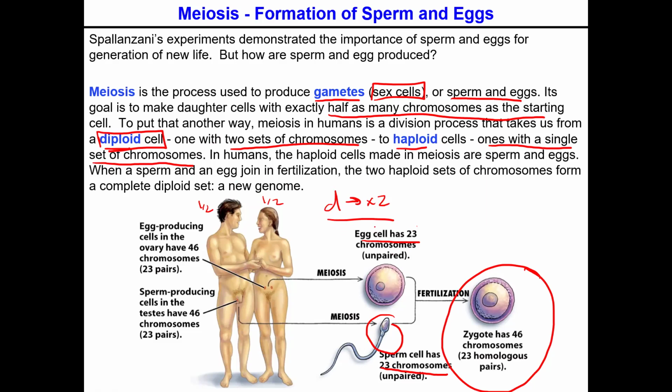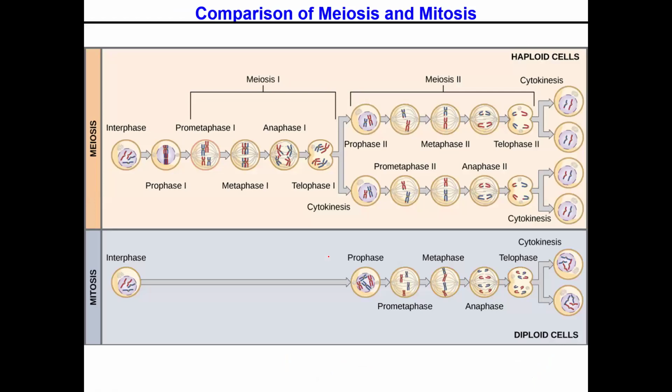Now, one way to remember this is diploid starts with a D, just like double. So in this case, diploid is double the amount of haploid. And haploid starts with an H, just like half. And haploid is half of diploid. So hopefully that's one way to remember what those two terms mean. Diploid, double, two sets; haploid, half, one. So let's go ahead and do that comparison now with meiosis and mitosis.